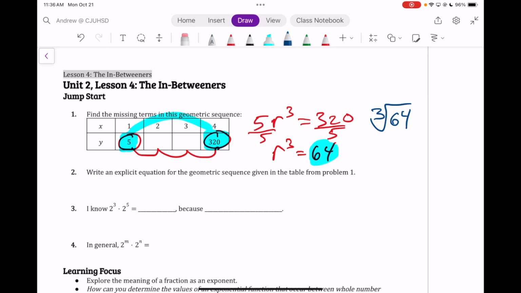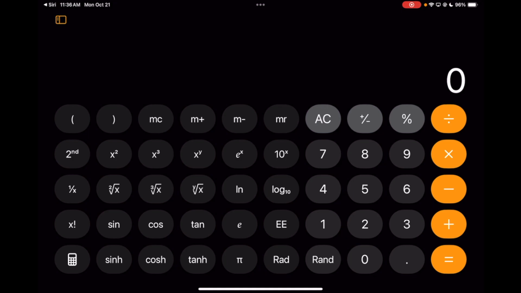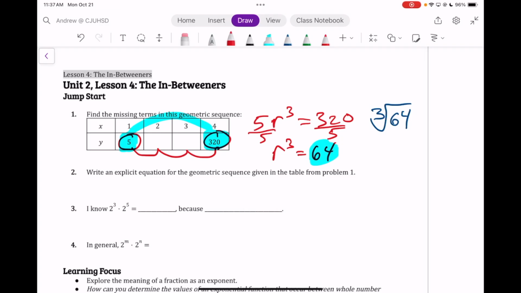Here's what that might look like. I press the cube root button and type in 64. So the number is 4. R is 4. Now I can fill in the missing boxes. 5 times 4 is 20, 20 times 4 is 80, and 80 times 4 is 320.